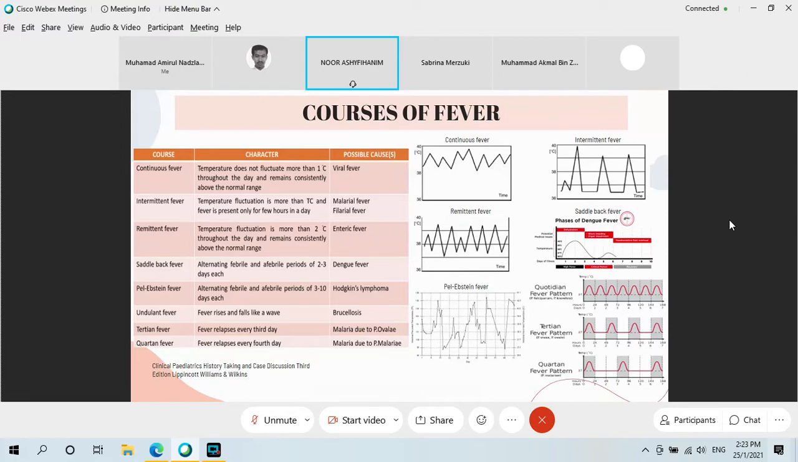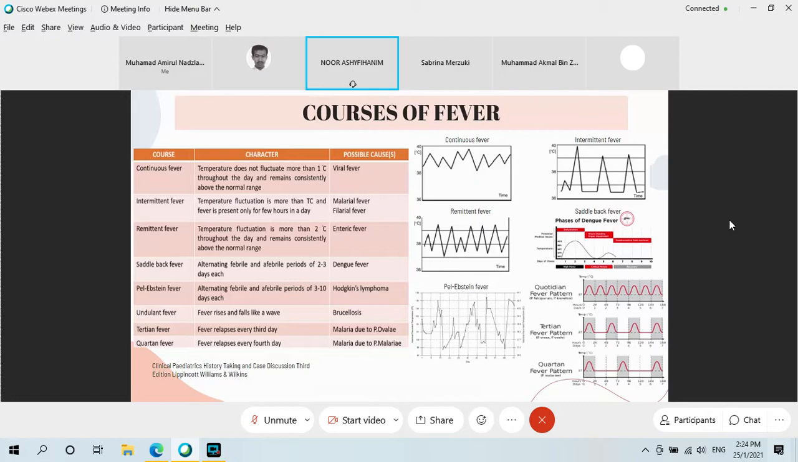So the saddleback fever is specifically for the dengue fever pattern. It is characterized when the patient becomes febrile and afebrile for 2 or 3 days each. And usually the febrile and afebrile events will occur within 7 days of duration.